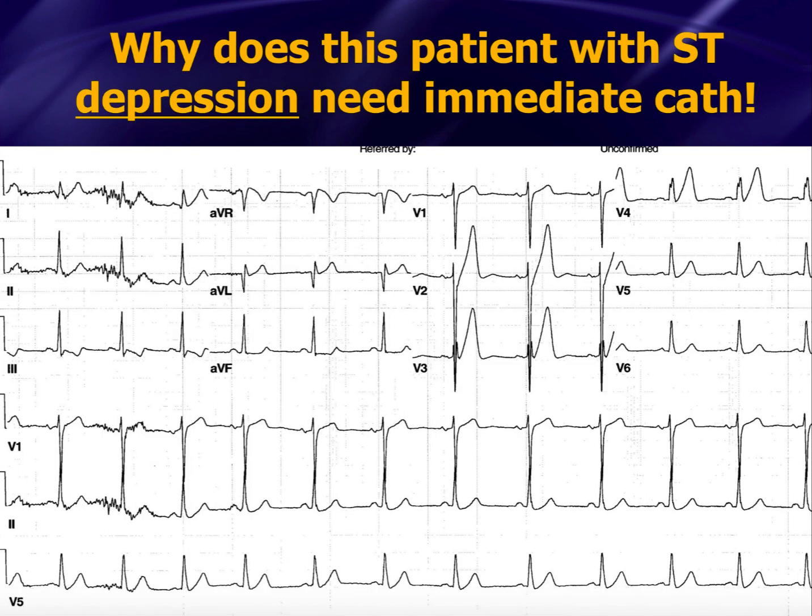Take a look at this one. Here's another patient who's got ST segment depression in a handful of leads. There's actually something on this ECG, which predicts that this patient has an acutely unstable proximal LAD occlusion and probably is best to go to the cath lab right now.